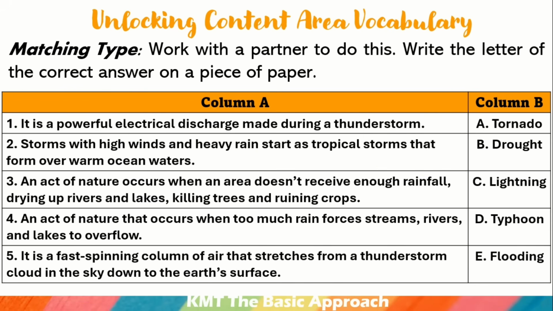Number 2. Storms with high winds and heavy rain start as tropical storms that form over warm ocean waters. A. Tornado. B. Drought. C. Lightning. D. Typhoon. E. Flooding. What is the correct answer? Correct! Letter D. Typhoon.